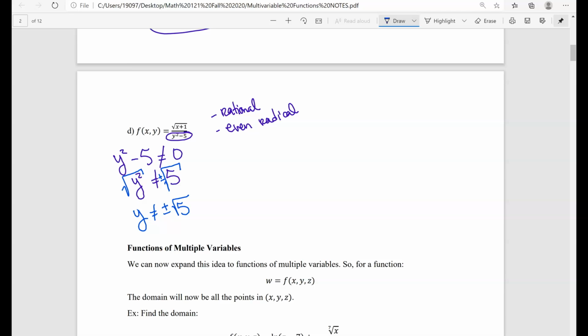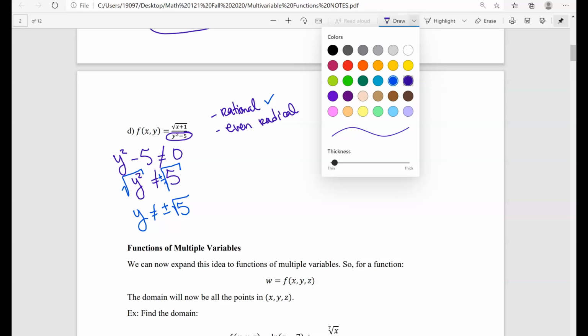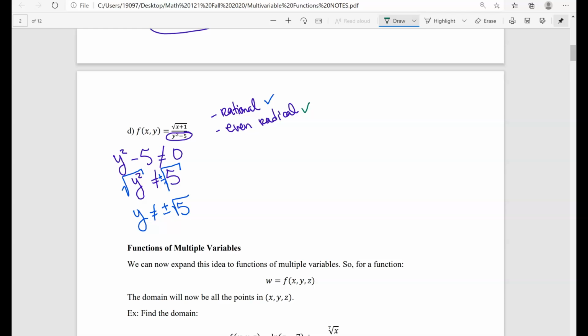So that dealt with the rational. And now let's deal with the even radical. So the even radical, what we're going to do is take the inside of this radical and set it greater than or equal to 0. Solving for x, you get x is greater than or equal to -1. So you got two different answers, this guy and this guy.